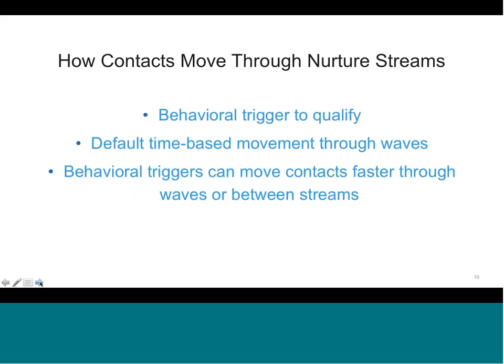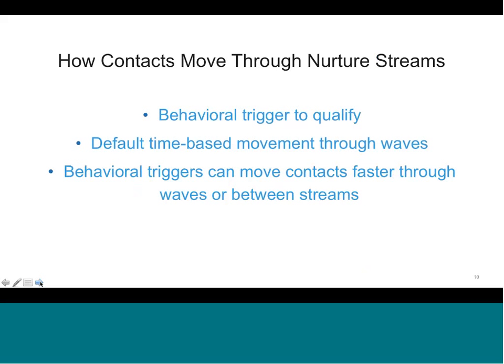Okay, so just to summarize how contacts move through the nurture streams, there's almost always a behavioral trigger to qualify. The one case where there's not is if you're targeting a marketing automation list that you send over. In that case, the trigger is you sending the list and then launching the program, but there's not necessarily a behavioral trigger that someone immediately qualified.